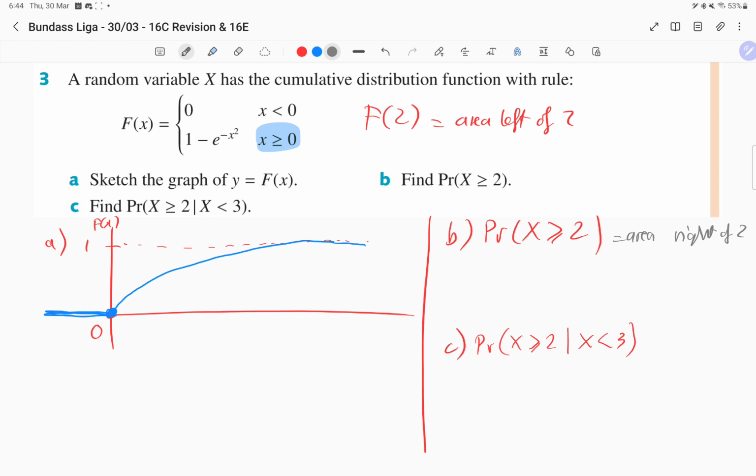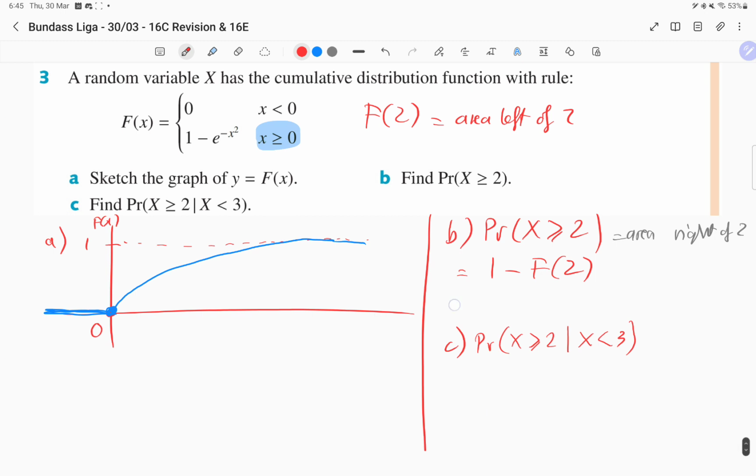Remember, you know the total box area, and then you want the area to the left. So big F of 2 is the area to the left of 2, and you want the area to the right of 2. So how do you find it? The total area minus? Yeah, what's the total area? 1. Yes. It's 1 minus that function. Yes, it's 1 minus big F of 2. Make sense? Now you should work it out.